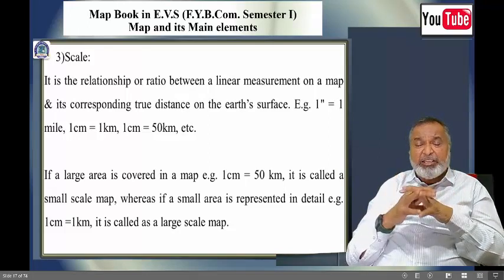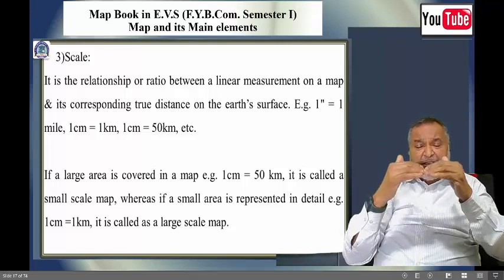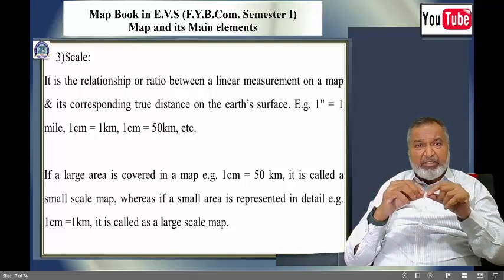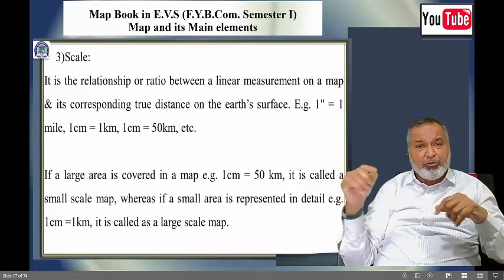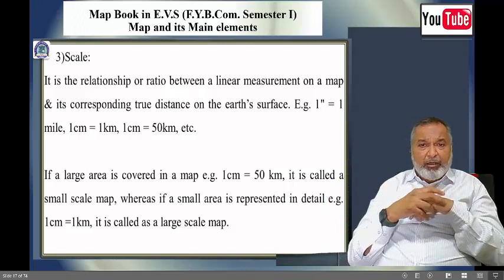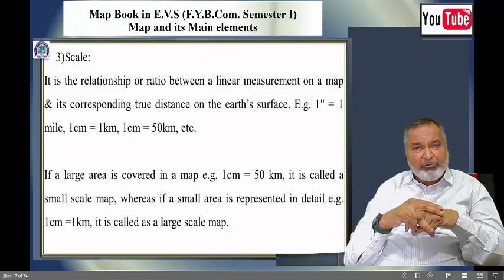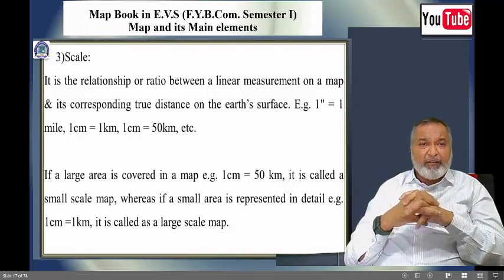Now, where is this given? Below the map, at the center, the scale of the map is written: 1 centimeter is equal to how many kilometers. The plotting has been given, and the black and white lines are shown, with each particular division marked.